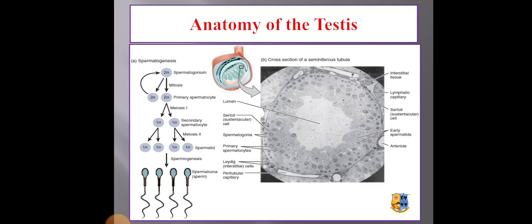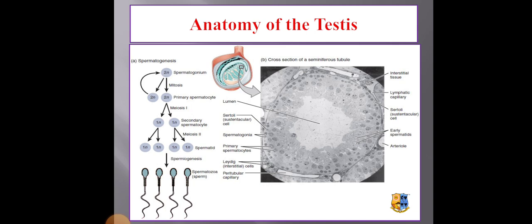In this electron micrograph of a cross section of a seminiferous tubule, the lumen is the light shaded area in the center of the image. The location of the primary spermatocyte is near the basement membrane and the early spermatids are approaching the lumen. Two identical diploid cells result from spermatogonia mitosis. One of these cells remains a spermatogonium and the other becomes a primary spermatocyte.